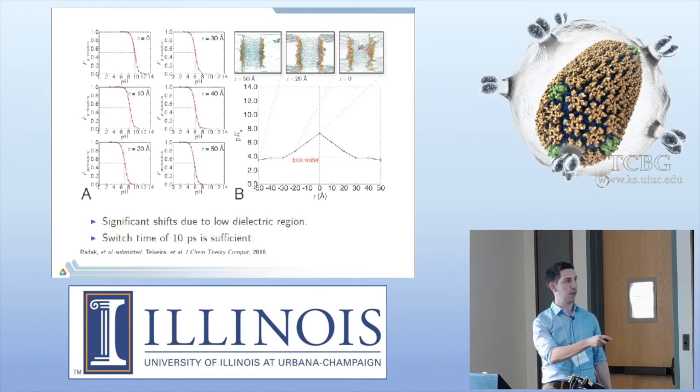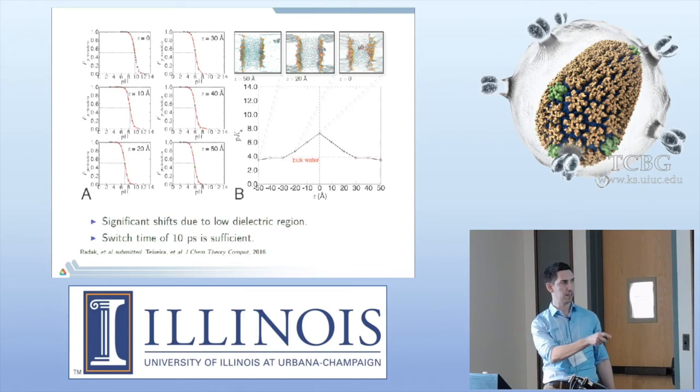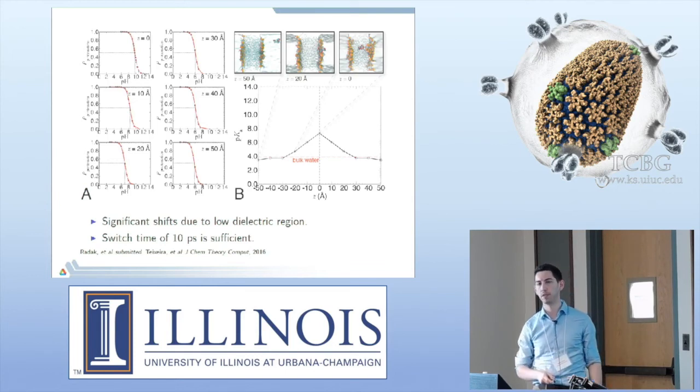So you can see that far from the lipid, the pKa is what you would expect from a bulk simulation, around 4. As I embed in the lipid towards the center of the lipid, I actually get closer to, I think, 7 here. This all works with switches on the order of tens of picoseconds. I think the longest switch you needed here was like 30 picoseconds or so.